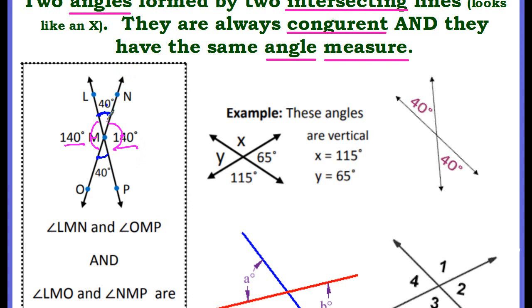That only works for vertical angles. They have to look like an X. They're crossing to where they look like an X. Here's some other examples right here. Which angle do you think is opposite the 65 degrees? Do you think it's the X or the Y? It is the Y. So Y and 65 are congruent. They measure the same. Therefore, the angle opposite 115 is the X. So the X goes with 115.